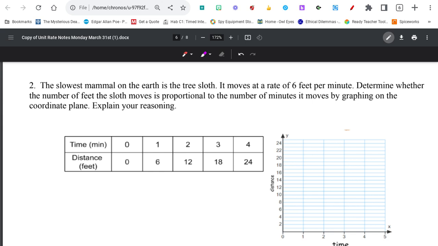All right, it says the slowest mammal on Earth is the tree sloth. It moves at a rate of 6 feet per minute. So I have units already right here. My units are just, what do I use to measure?